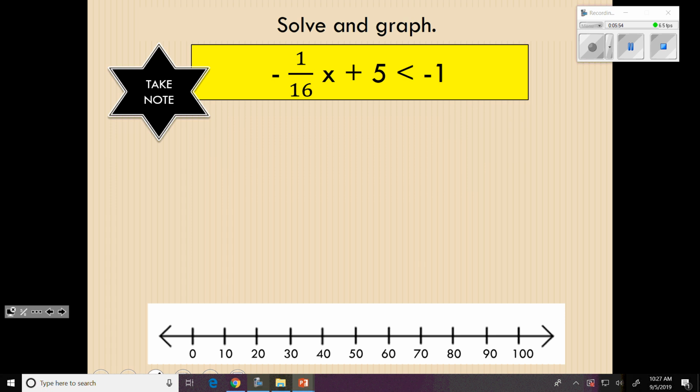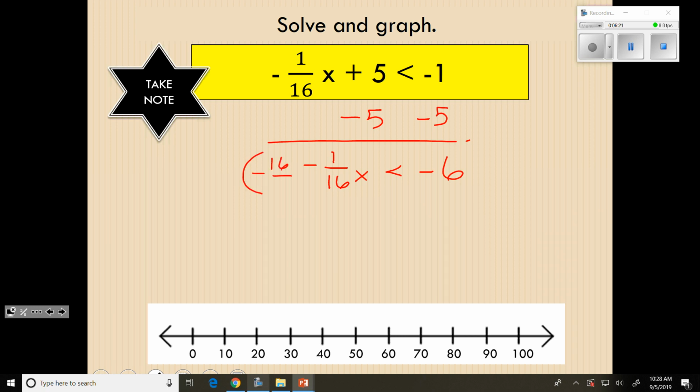Let's try one with fractions just to make sure we remember the rules with that. We're going to start by subtracting 5 on both sides of the inequality. We have negative 1/16 x is less than negative 6. We have x being multiplied by a fraction, so we need to divide by a fraction. But we have learned that when dividing by fractions, we actually multiply by the reciprocal. So we're going to multiply both sides by a negative.